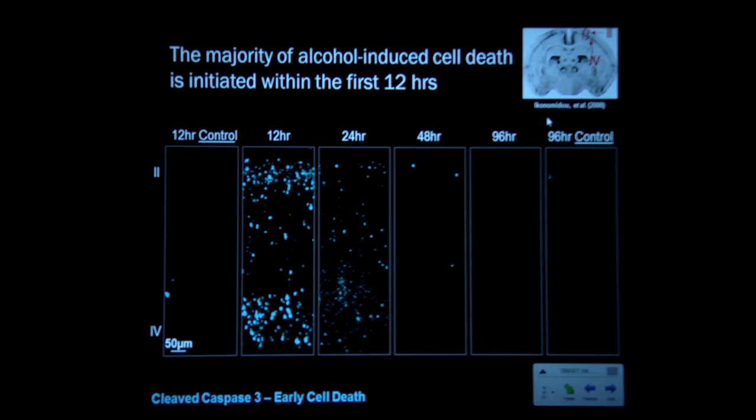So let's take a look at the pictures to start off with. Once again, layer 2 is at the top, layer 4 is at the bottom. All right? Now as to the layout of these pictures. What we see first is a 12-hour control. That means I sacrificed the animal 12 hours after being exposed to a saline control. So presumably what this animal is going to show us is what's happening in normal development. I've also got a 96-hour control at the end of my panel of images.